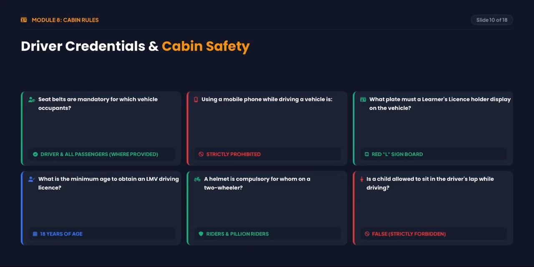Seat belts are mandatory for which vehicle occupants? Driver and all passengers. Using a mobile phone while driving a vehicle is strictly prohibited.